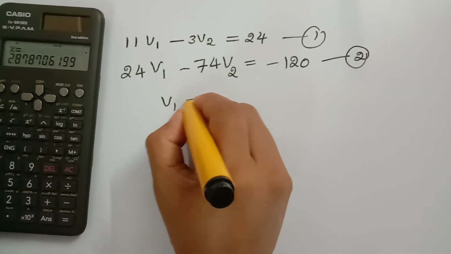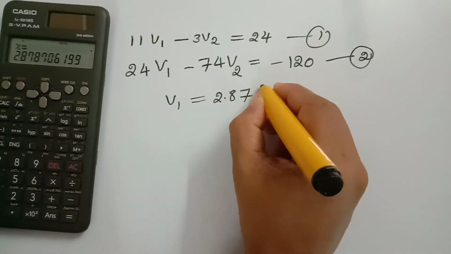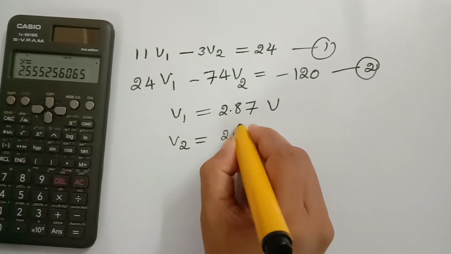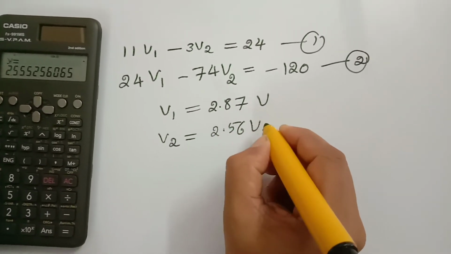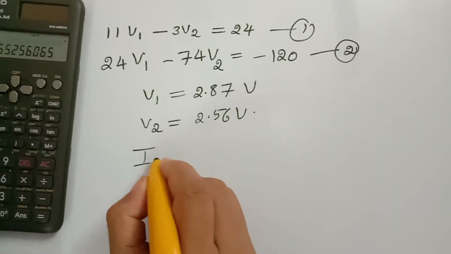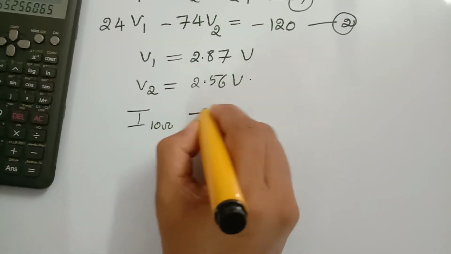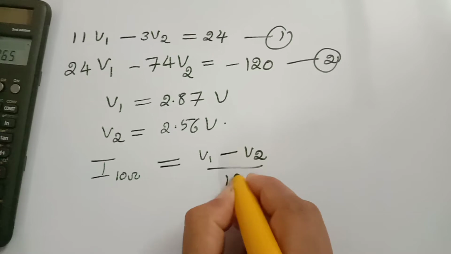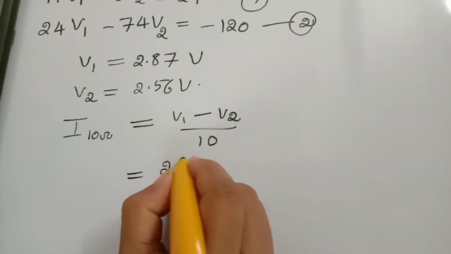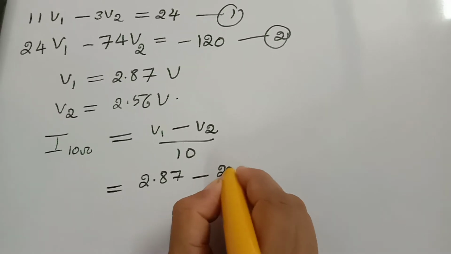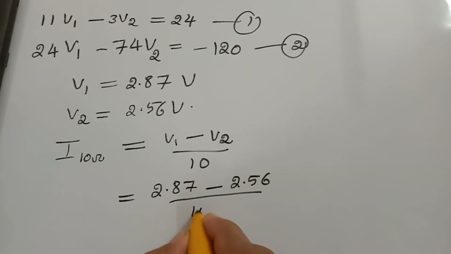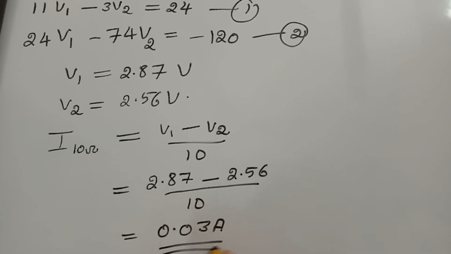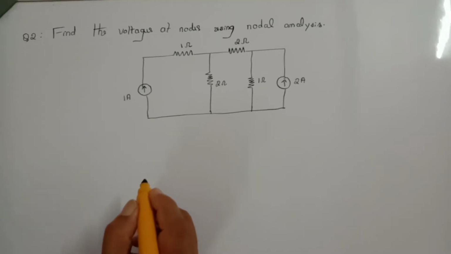X is nothing but the voltage V1, which is 2.87 volt. Y is nothing but V2, which is 2.56 volt. Now the question is to find the current through the 10 ohm resistor, which is nothing but (V1 minus V2) divided by 10. So we'll substitute the values: (2.87 minus 2.56) divided by 10. We will get 0.03 amps.